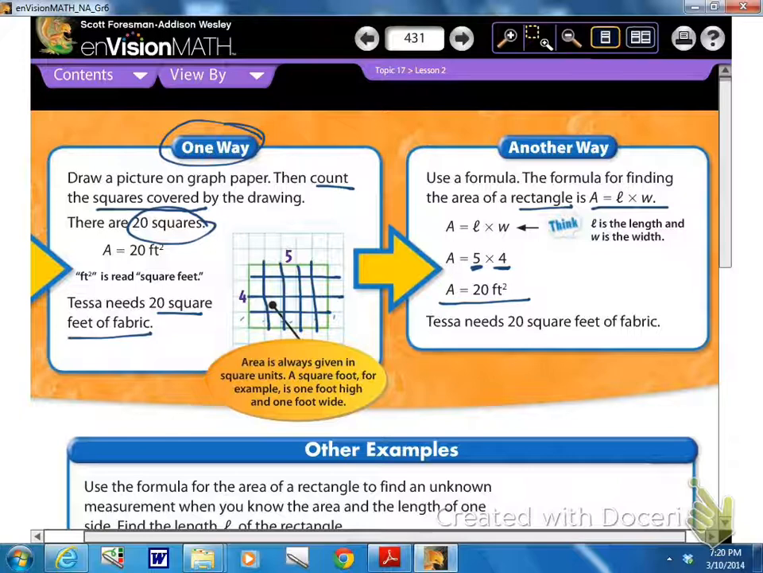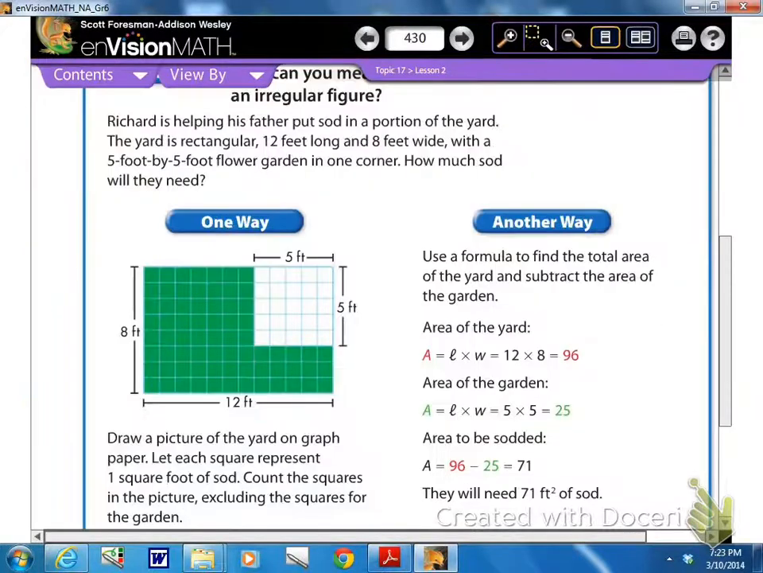All right, we're going to step it up though, because we're not going to have a rectangle, we're going to have an irregular figure here. So let's look back on page 430. We're looking at this: how can you measure the area of an irregular figure?